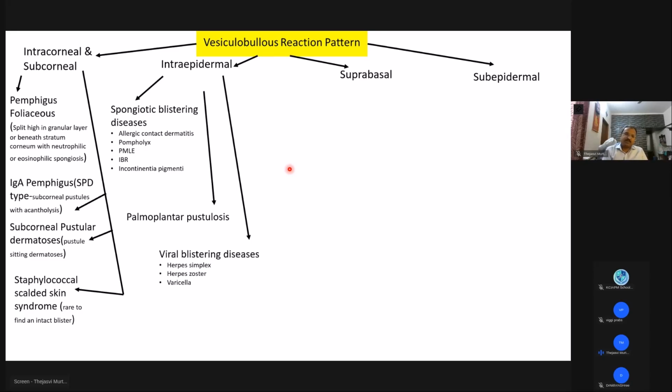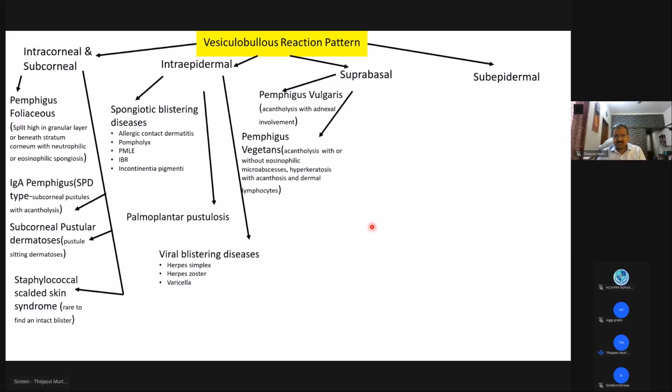Viral blistering diseases are also important: herpes simplex, herpes zoster, and varicella. All these come under viral blistering diseases with, of course, nuclear margination, molding, and clearing of the nucleus, all of which can be seen. Suprabasal: pemphigus vulgaris, acantholysis with adnexal involvement. Pemphigus vegetans, we saw this picture, acantholysis with or without eosinophilic microabscess, hyperkeratosis with acanthosis and dermal lymphocytes.